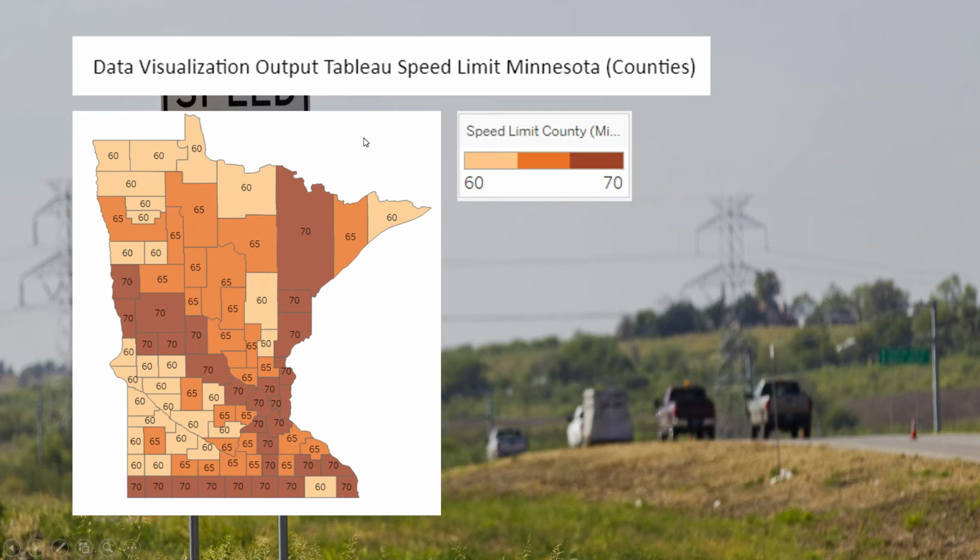But this shows a whole range, basically. And you can see down here it's 70 miles per hour. And up north it's 60, 65. So basically a whole variety of counties have their own speed limits, ranging from this.